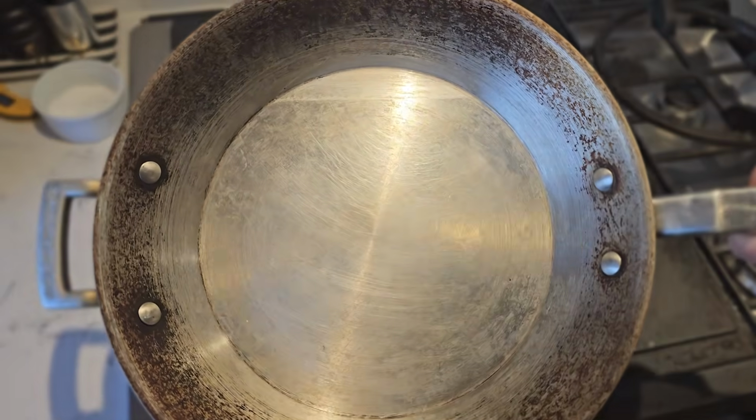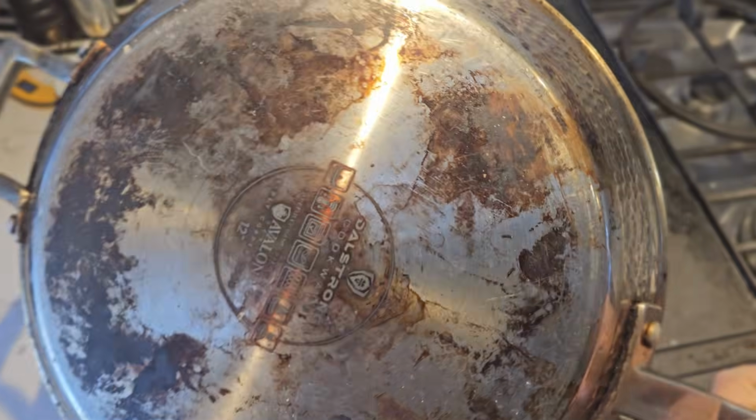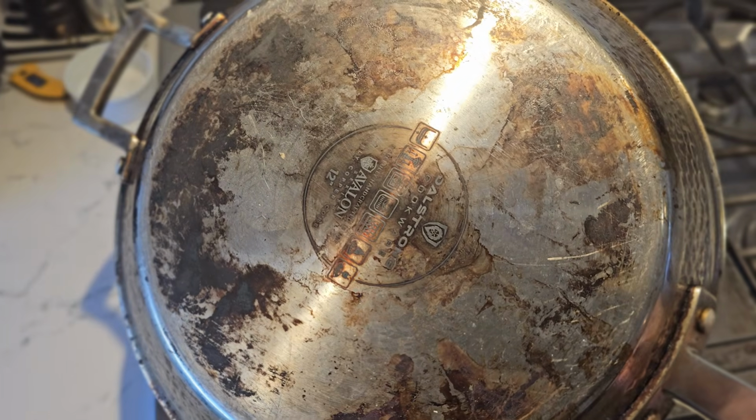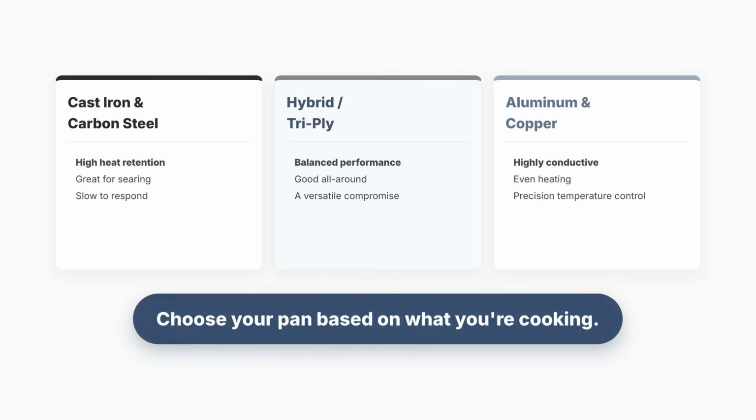Then in the middle, we have hybrid pans, which most of us have in our kitchens. They're alternating layers of materials such as the popular tri-ply pan, which is a layer of steel, then a layer of aluminum, and then another layer of steel. They strike a balance between conductivity and heat retention, but they're not as good at searing as cast iron, and they're not as conductive and responsive to temperature changes as pure aluminum or pure copper.